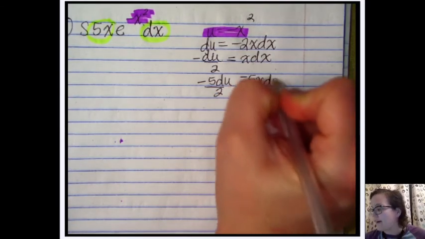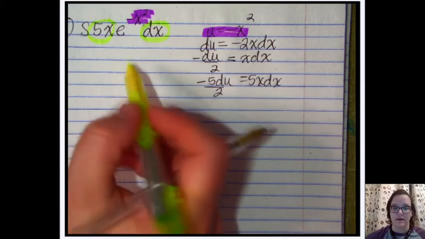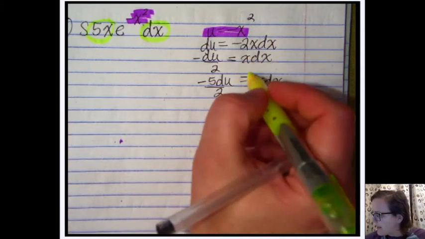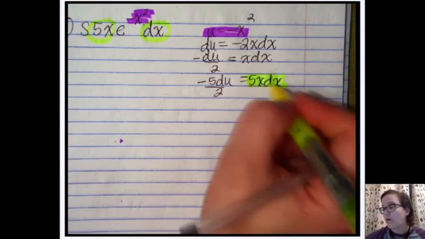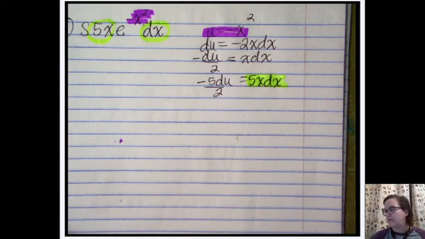Because now I have 5x dx, and that's what I needed up here. Okay? So again, you can manipulate it however you wish. You just want to be smart about it so that you can replace. Okay?